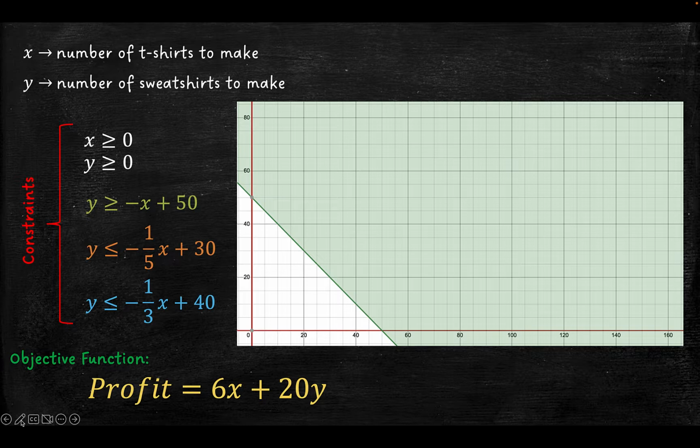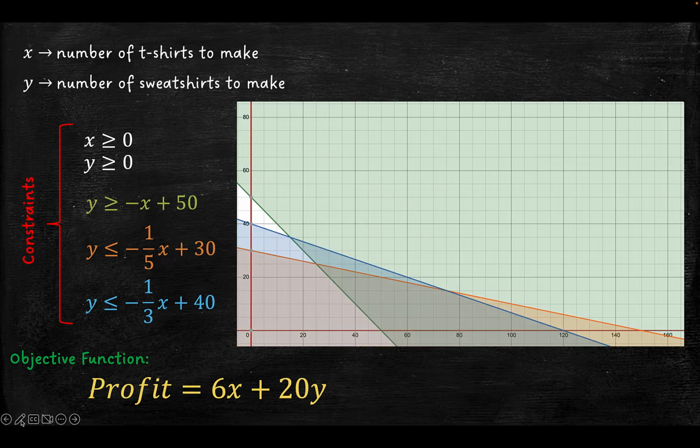If we graph the orange one on top of it, we get this line that has an intercept at 30 and a slope of -1/5. If we do the same with the blue one, we get this line. And they're both shaded down. Orange and blue are both shaded down because they were the constraints that said we have to spend less than, I believe, $600, and we only had a certain amount of time. So those are constraints that limit us.